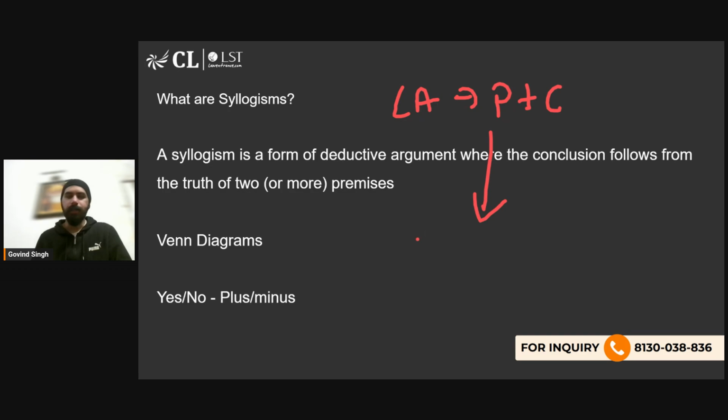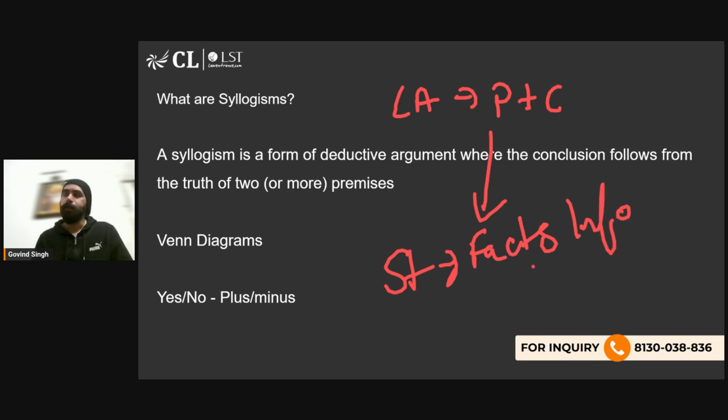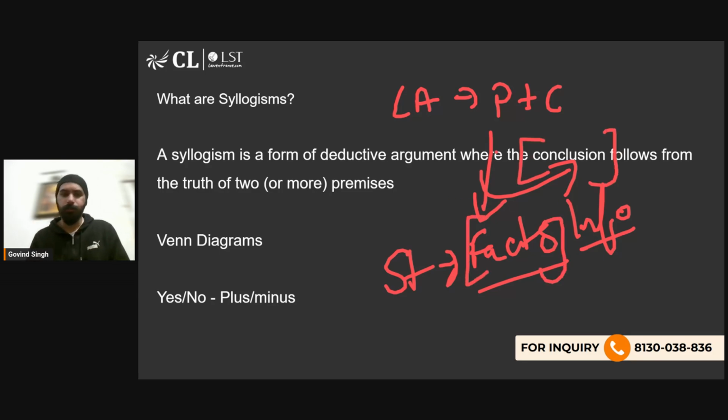Now, premise is simply your statements which contain facts, information, details, numbers, statistics. And what do these facts help you do? These help you reach the conclusion, which is the point which the author is trying to prove, which the author is trying to establish. So, to give you an example of a logical argument, if I say that I study every day for the CLAT exam, therefore I will have a better chance of cracking it. Here, when I say I study every day for the CLAT exam, that is a fact. And the conclusion is I will have a better chance of cracking it.